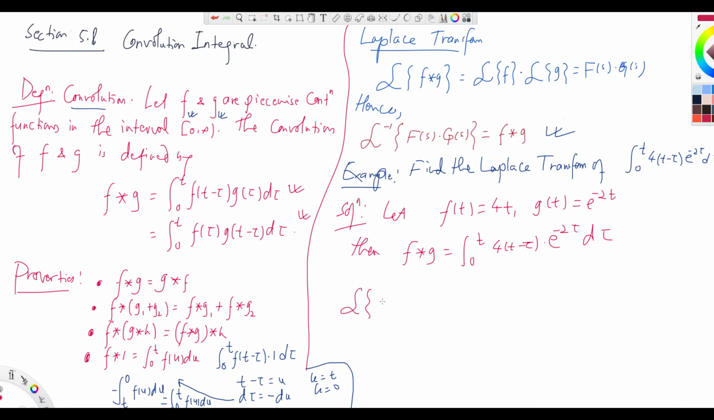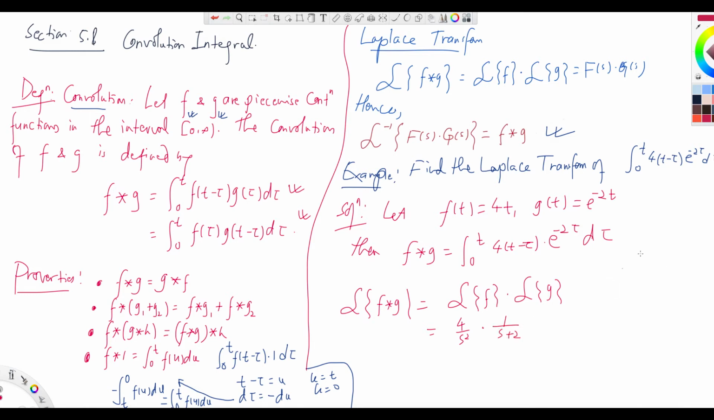So the Laplace transform of f convolution g equals, what is the formula? It is the Laplace transform of f times the Laplace transform of g. You see that? What is the Laplace transform of f? It is 4 times the Laplace transform of t, which is 1 over s squared, right? So that will be 4 over s squared, times the Laplace transform of g, where g is e to the negative 2t. So the Laplace transform of g will be 1 over s plus 2, right?